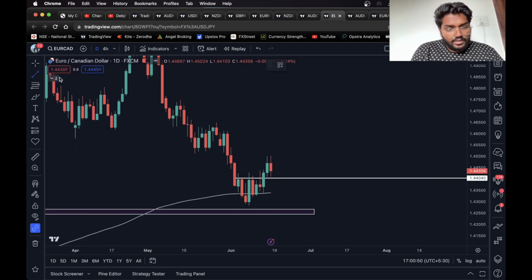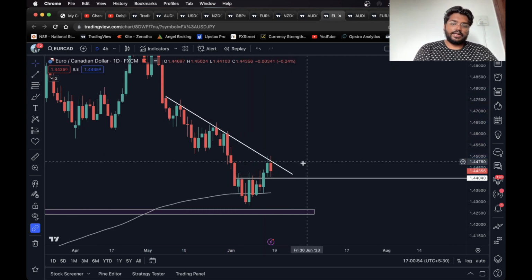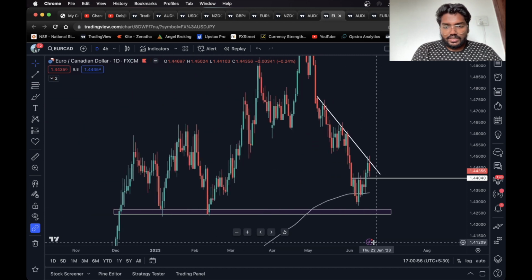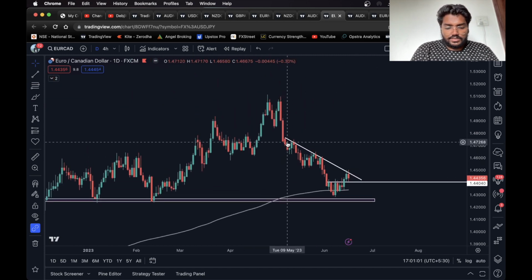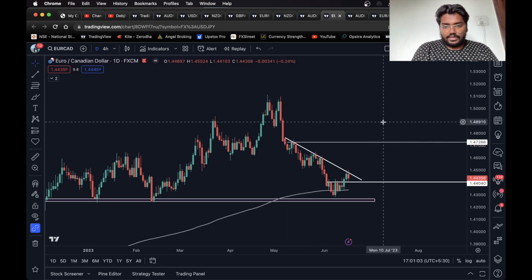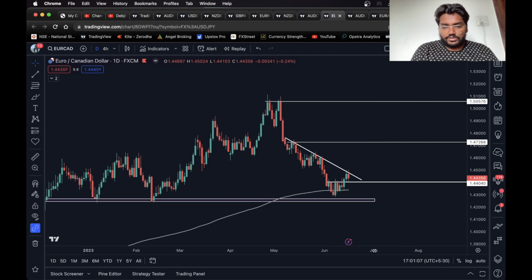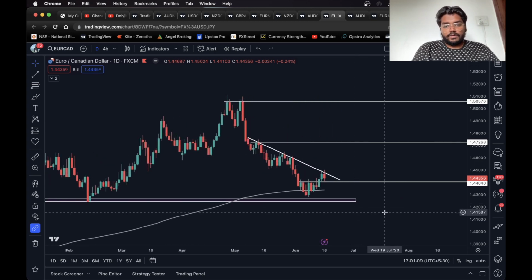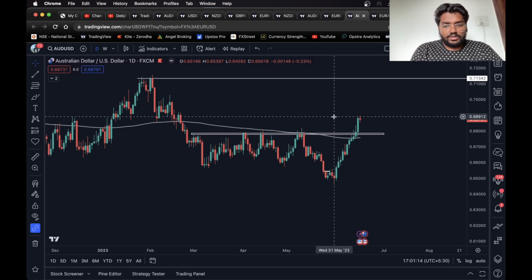As you can see, we also have a trend line over here, right? So if it sustains above this level, a long entry can be taken, and you can consider this as your target. Okay, this can be your first target, this can be your final target. Totally depends on how long you can hold it. Okay, so this is it for Euro CAD. Moving on to the next one, we have Australian dollars and USD.